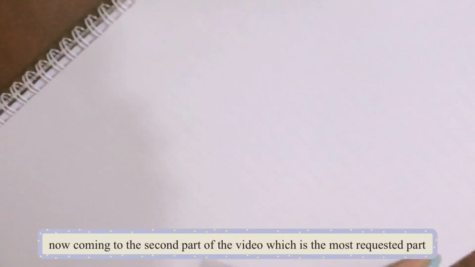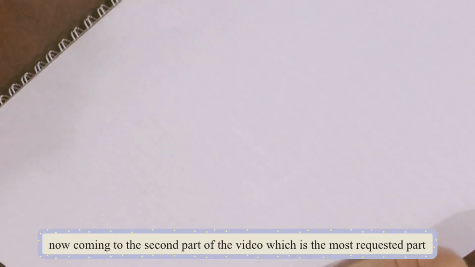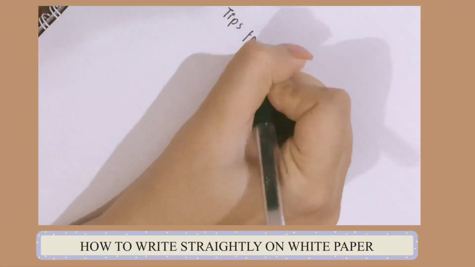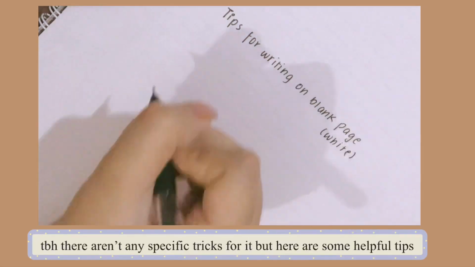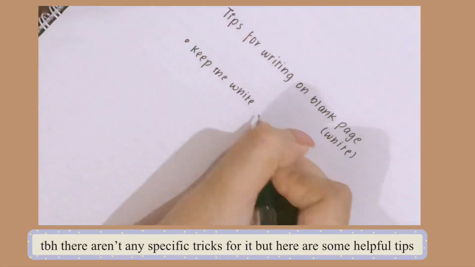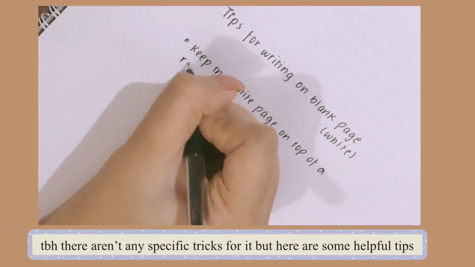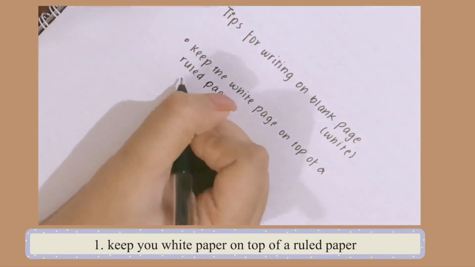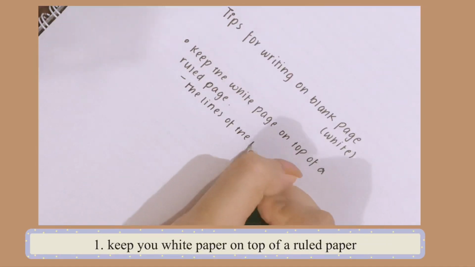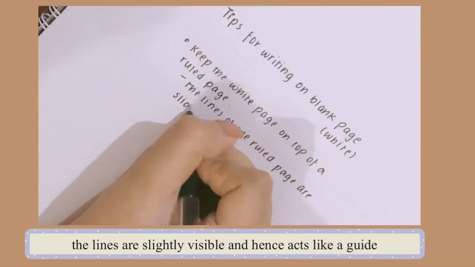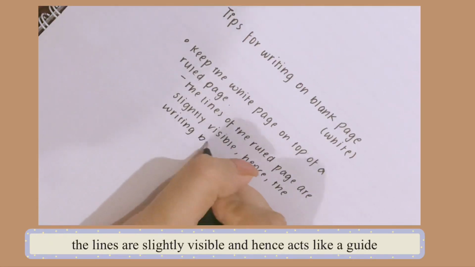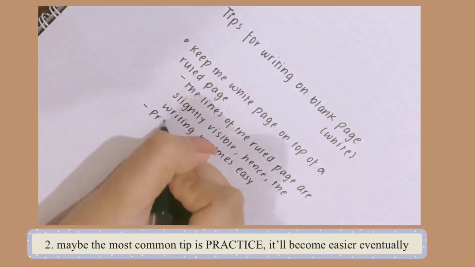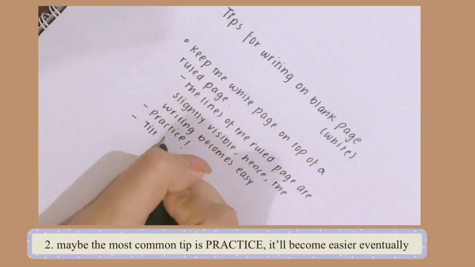Now coming to the second part of the video, which is the most requested part, that is how to write straightly on white paper. To be honest, there are not any specific tricks for it, but here are a few tips which improved my writing on white paper. First, keep your white paper on top of a ruled paper because the lines are slightly visible and hence act like a guide.